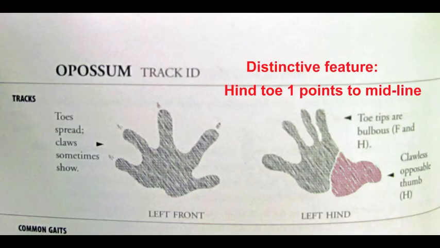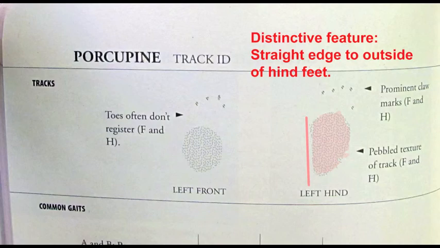One thing you can look for is distinctive features in the print. For example, in this possum print, notice the right toe points toward the midline, and it's very hard to miss that. So if you see that, you know it's a left foot. Another example of a distinctive feature is the straight line on the edge of a porcupine print, on the outside edge. So if the outside edge is on the left and it's straight, you know you have a left hind foot.